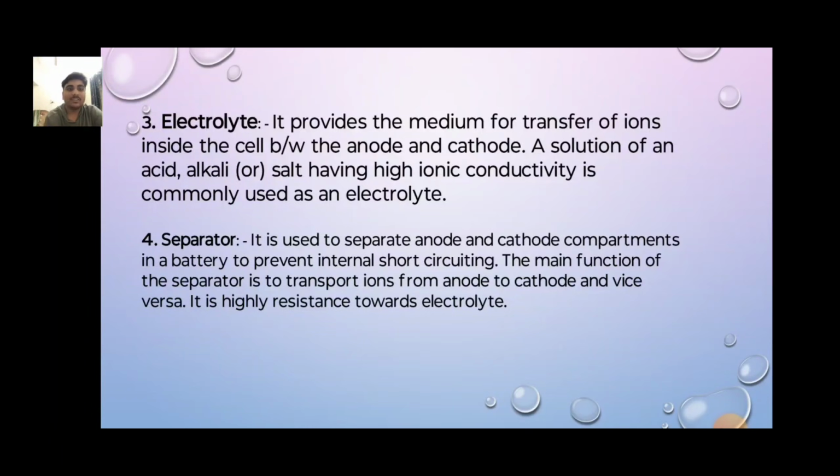Separator. It is used to separate the anode and cathode compartments in a battery to prevent internal short circuiting. The main function of the separator is to transport ions from anode to cathode and vice versa. It is highly resistant towards the electrolyte.